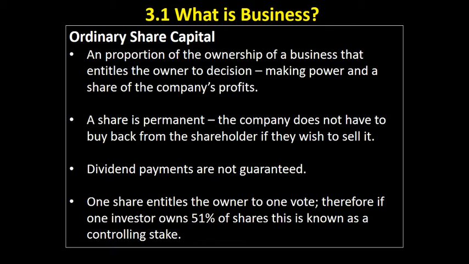One share entitles the owner to 1 vote, so therefore a 51% share of a company is an important figure, because that means that it doesn't matter how much anyone else owns of the company. If you've got 51% of the votes, you're going to be able to outvote anyone.